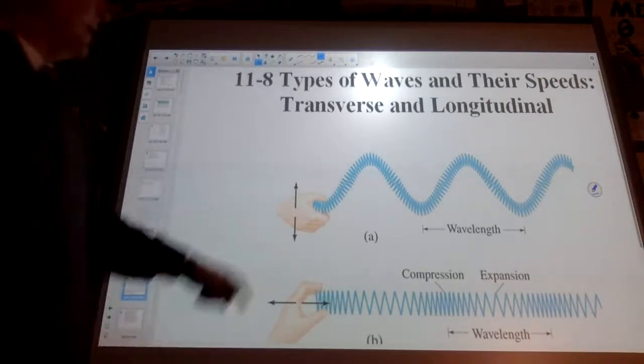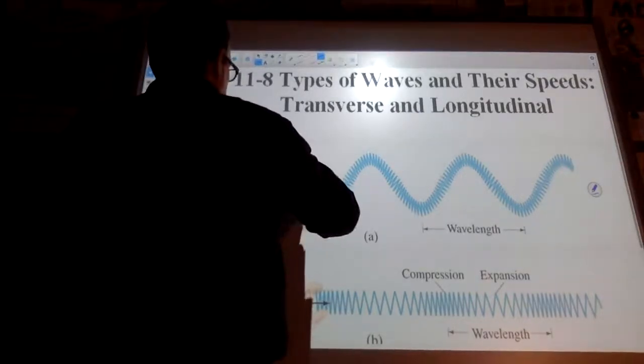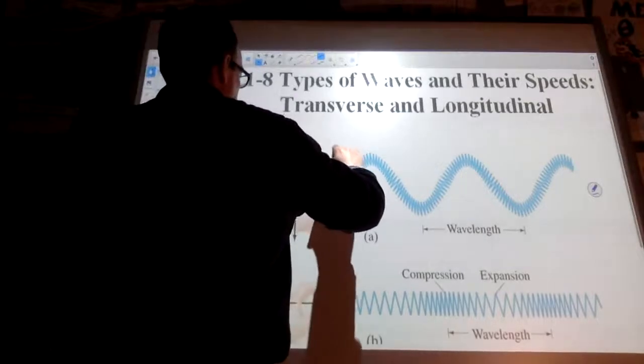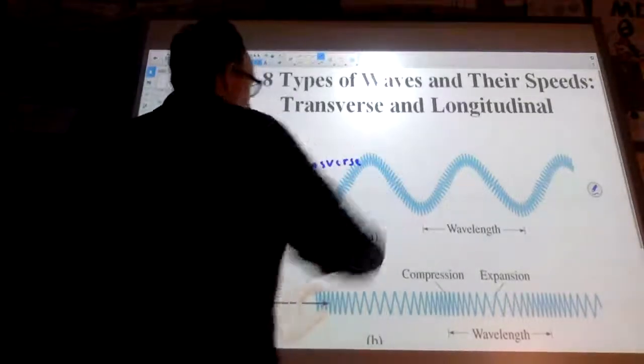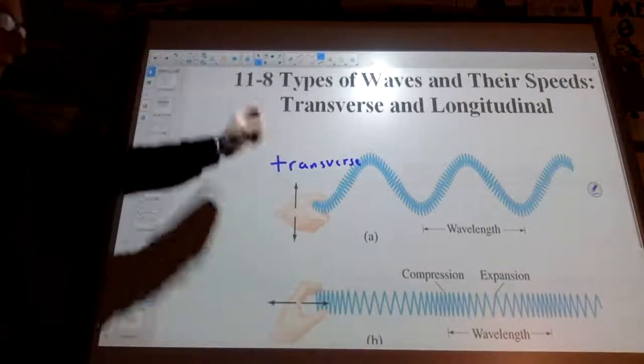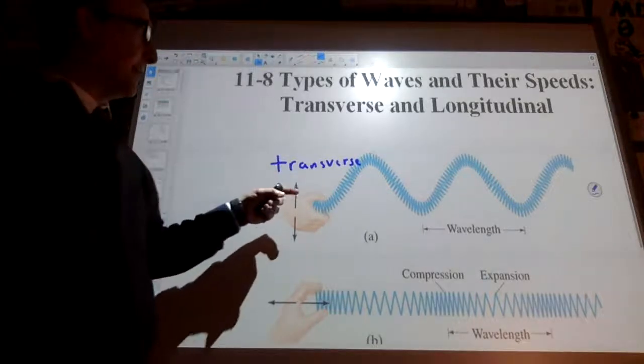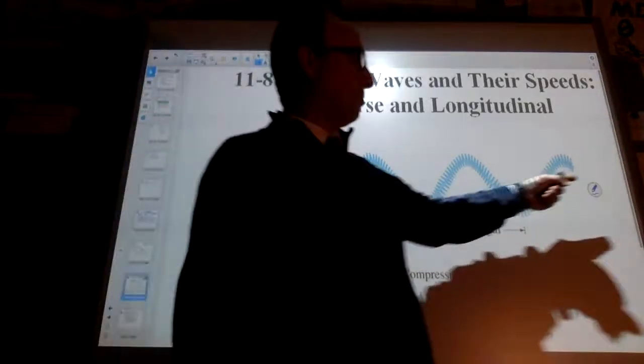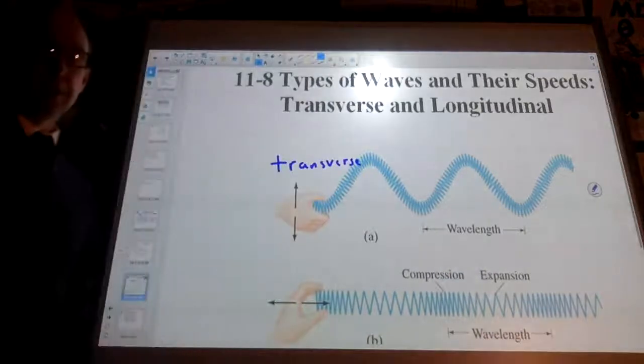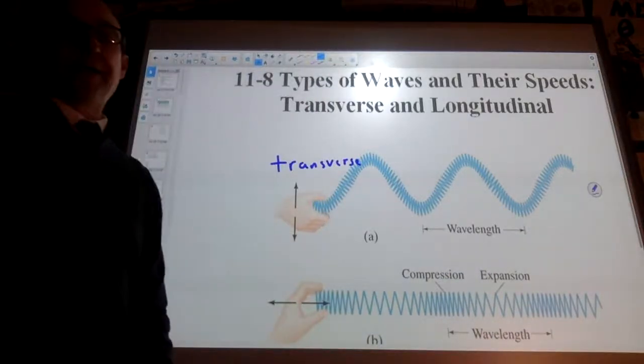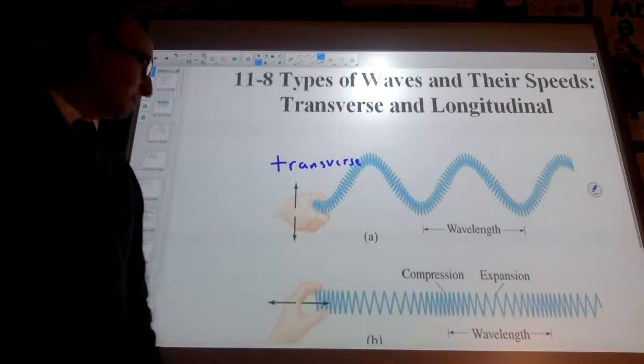All right, so this is a transverse wave. I am moving my hand up and down. I am creating a disturbance, and this disturbance is traveling perpendicular. A longitudinal wave has a disturbance that is parallel to how it's traveling.